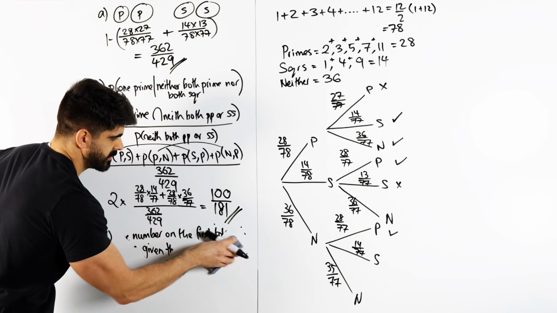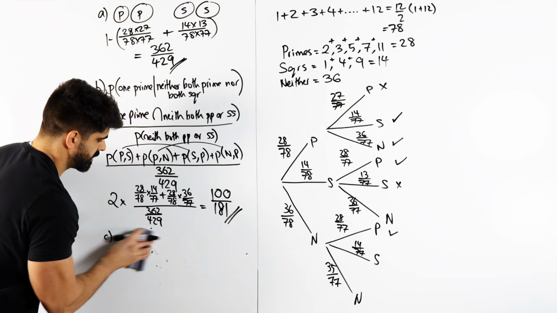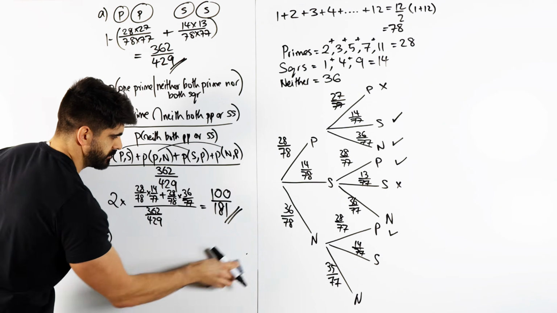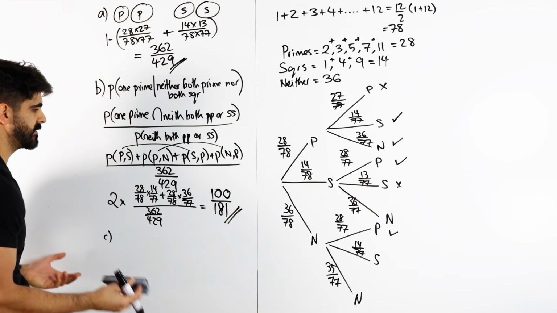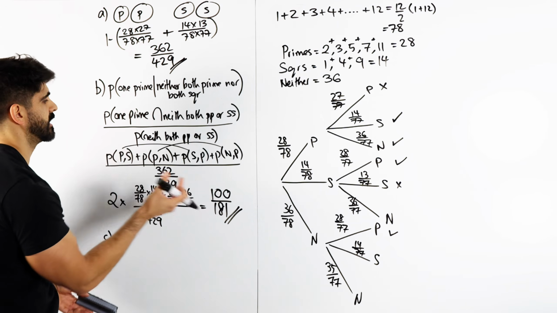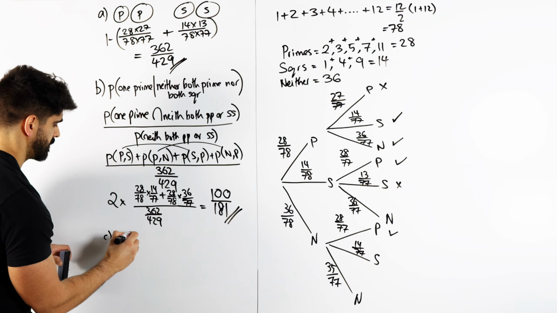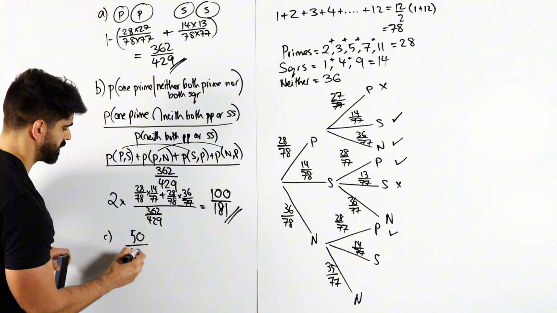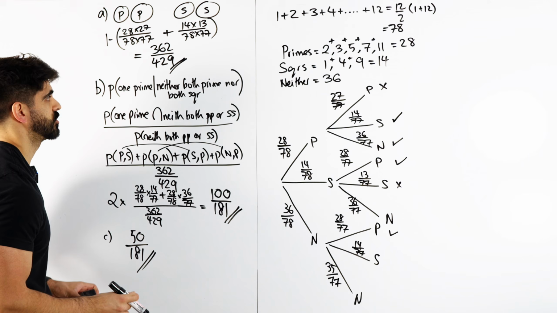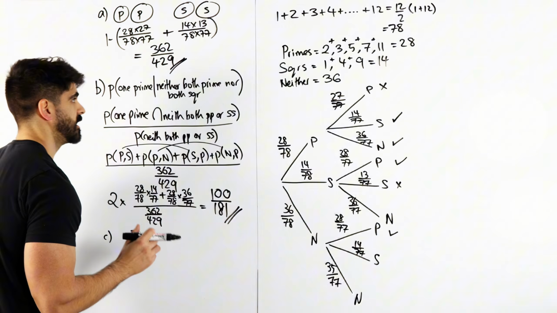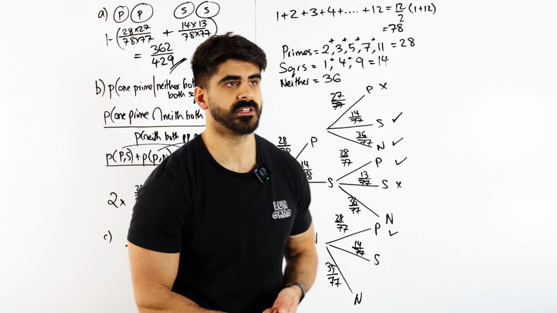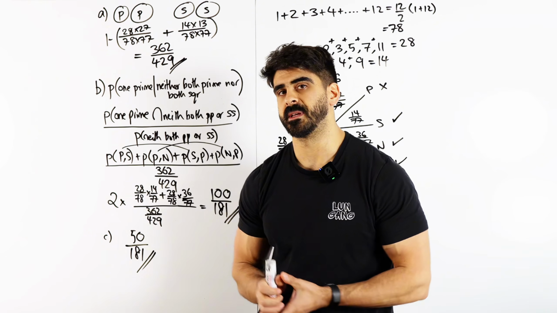I think that's worthy considering the intensity of this question. The actual maths is not that bad, right? It's actually reading it and deciding, okay, what do they even want us to do here? So the answer there is just 50 over 181. And that's your answer. So it is a tricky question, guys. The wording is very interesting, which is what makes it difficult.